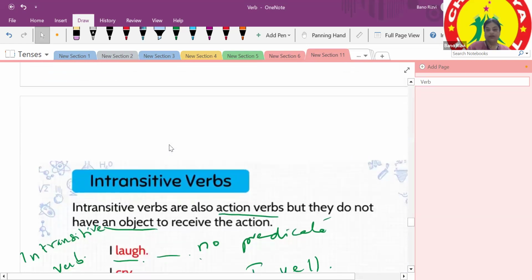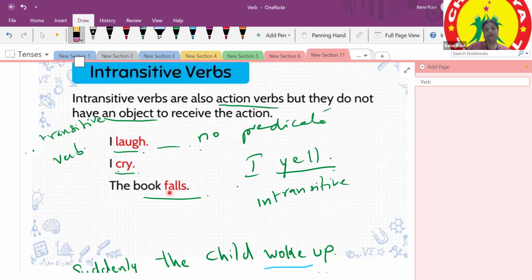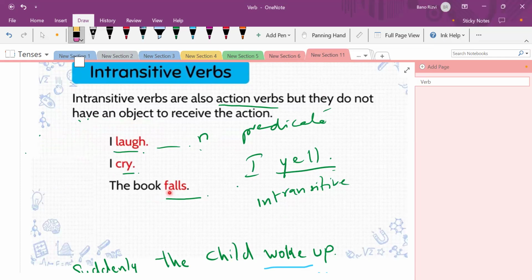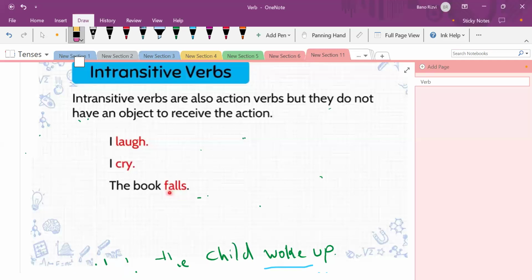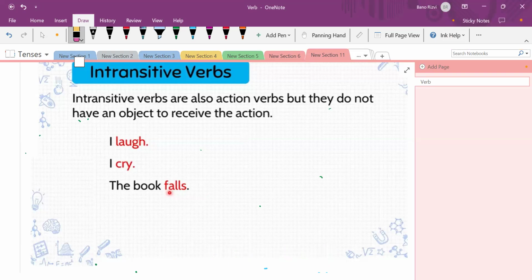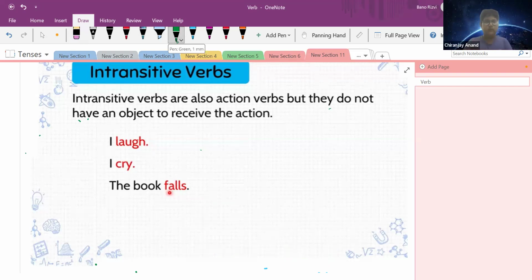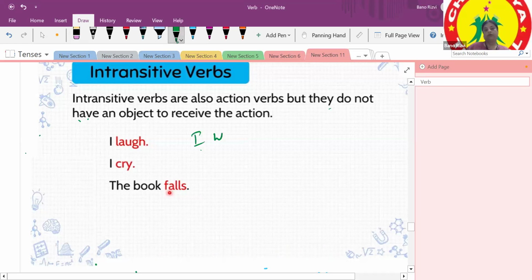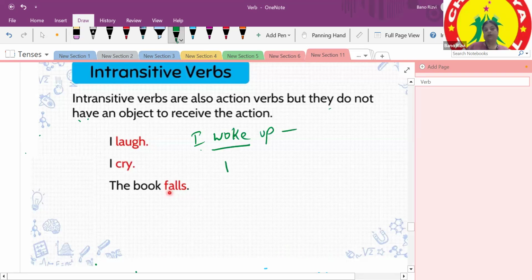We have the intransitive verb. An intransitive verb is something that does not have an object to receive the action. It does not have the object. So it is: I laugh, I cry. The book falls. And you can say, I woke up. Now there is no object here. So here woke is the intransitive verb.